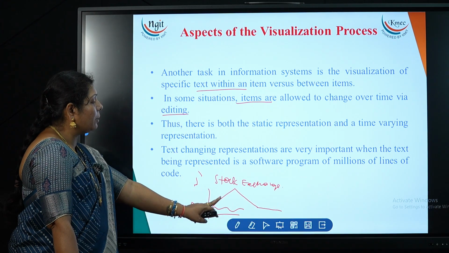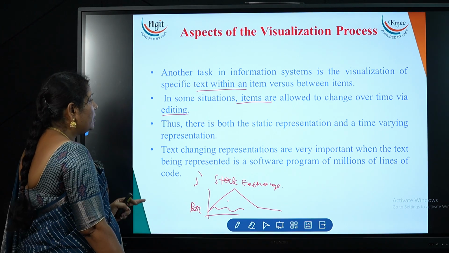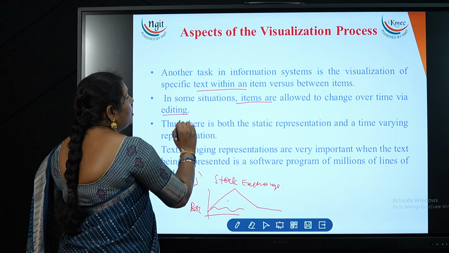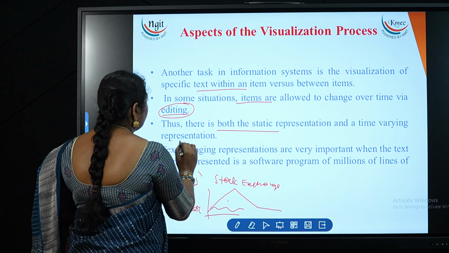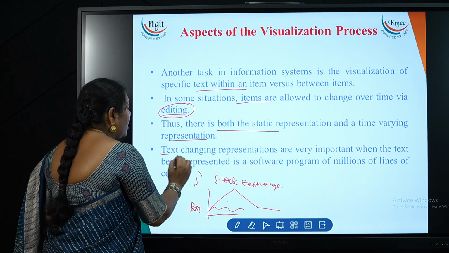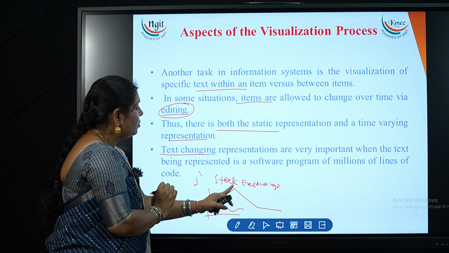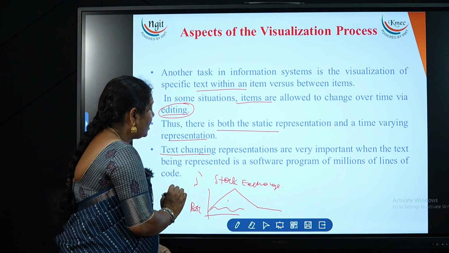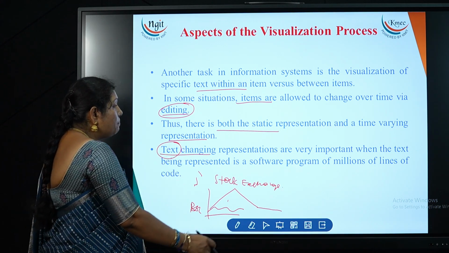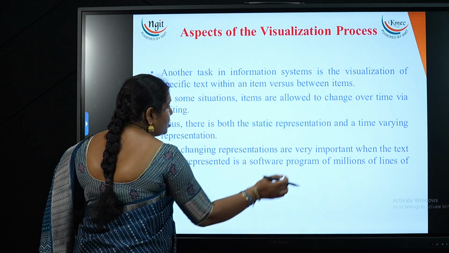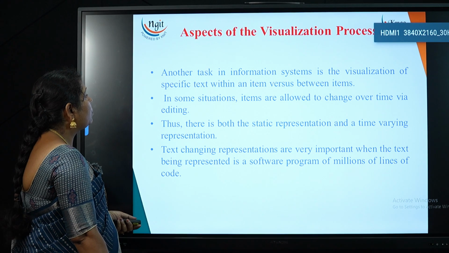So this updation should be done. It is not static, it will change second to second. So in that case, suppose I want to change over the time via editing. So here you'll have both static and time varying representation. So the text has to change. The difference between this example and this example is that here you are changing the graph, but here I want to change this text. So this is one of the important parameters. Changing the graph is pretty easy when compared to changing the text. So that we have to keep in mind.